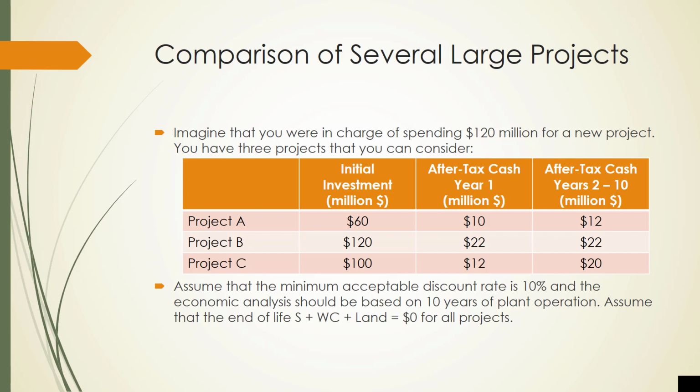So if we consider that we are in charge of $120 million that could be spent for a new project, and I have three proposals in front of me. One, I would only have to spend $60 million, one $120 million, and one $100 million, and the after-tax cash flows will vary for the various projects. We're going to assume that my company requires a minimum acceptable rate of return of 10%.